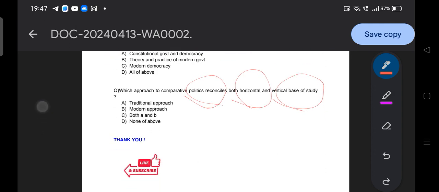Then I will tell you the answer in the last session, and tomorrow is going to be our last session of comparative politics. There you will get the most expected questions, and we are going to cover them in that session on Sunday. So be there in the upcoming classes.